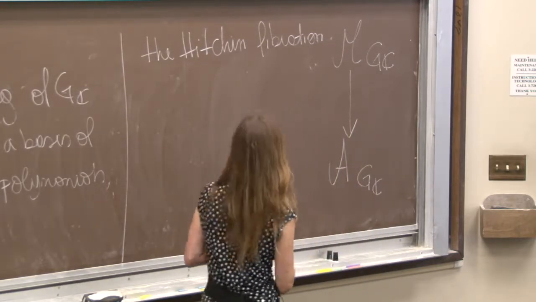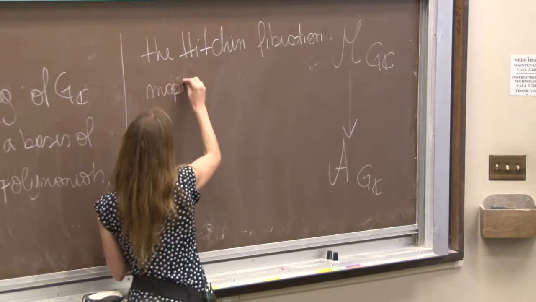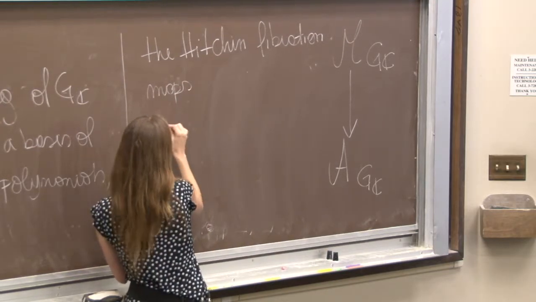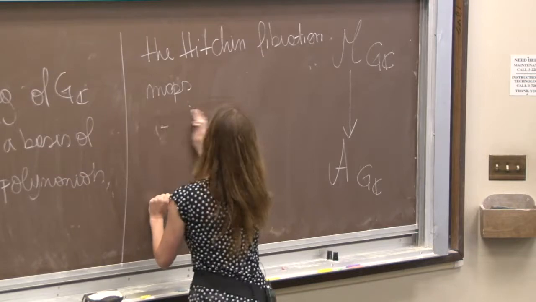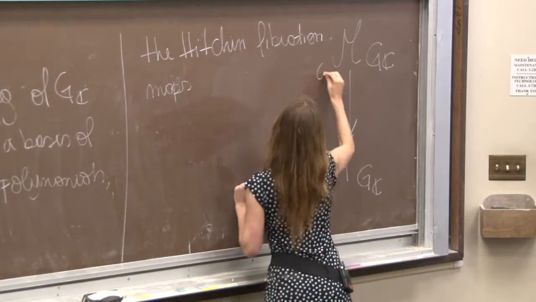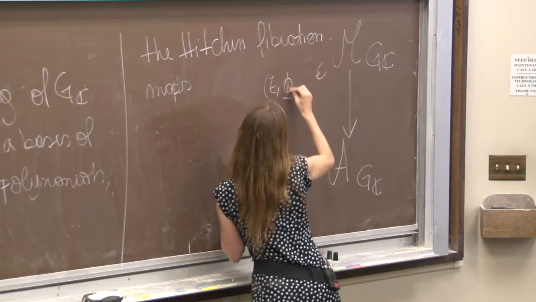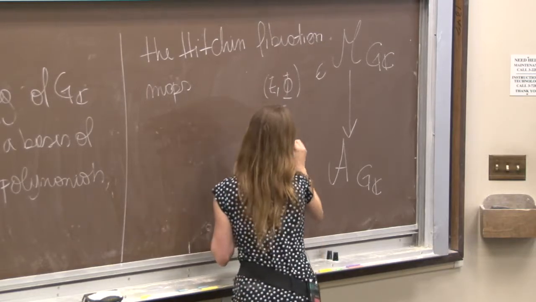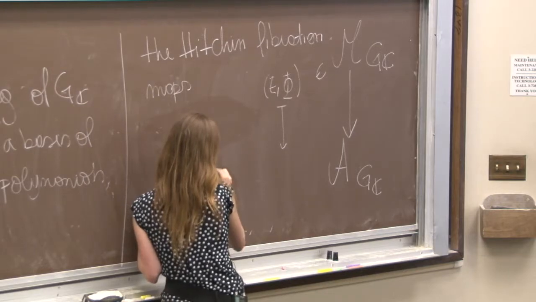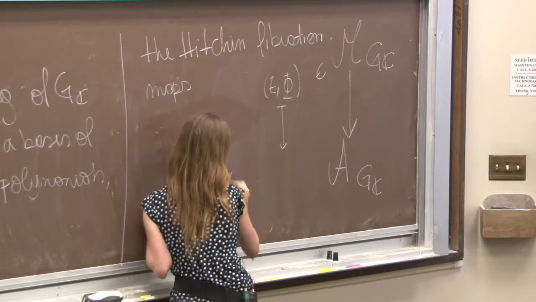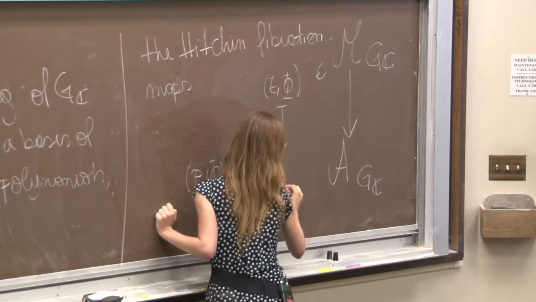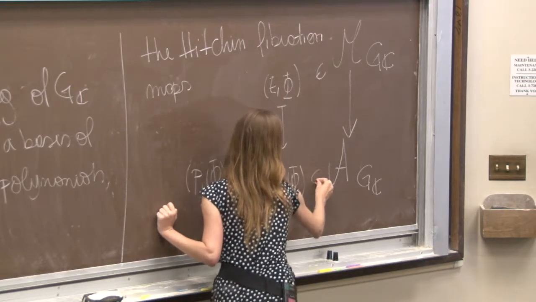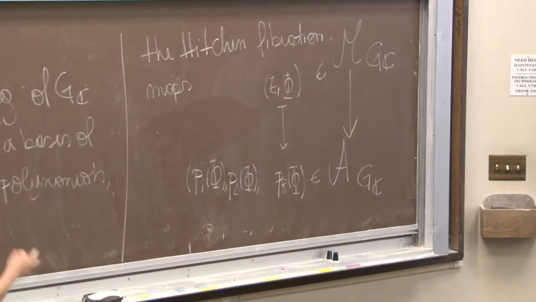The Hitchin fibration maps a representative of classes, so (E, phi), and it maps them to P_1 of phi, P_2 of phi, up to P_r of phi. So this is a very abstract definition. We're just taking a section.